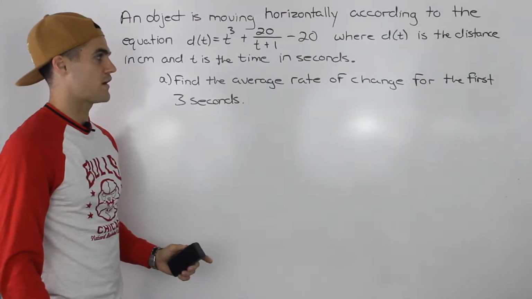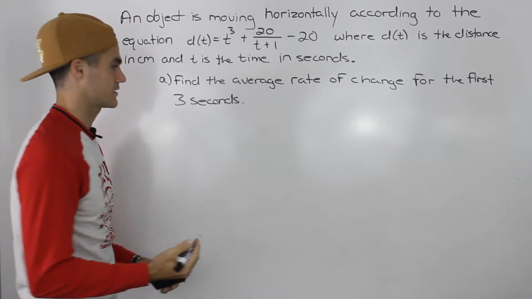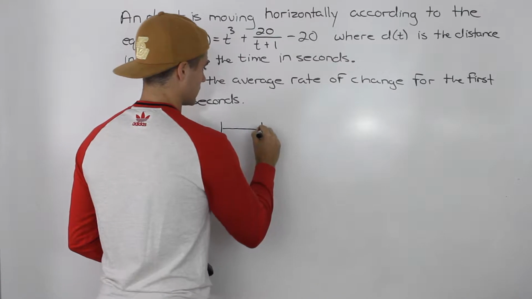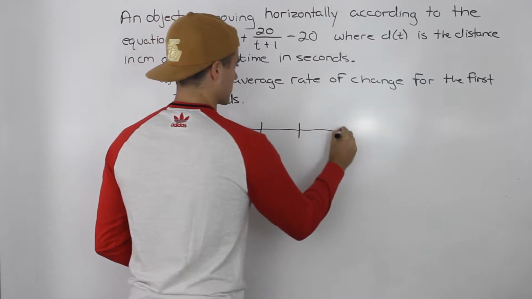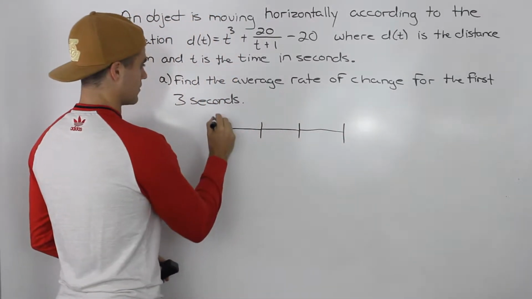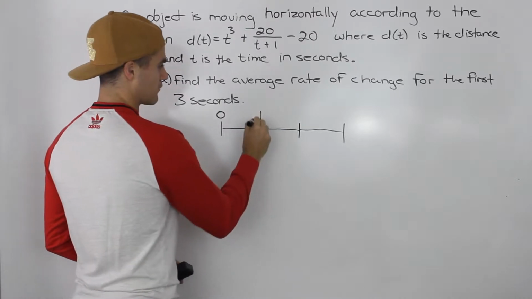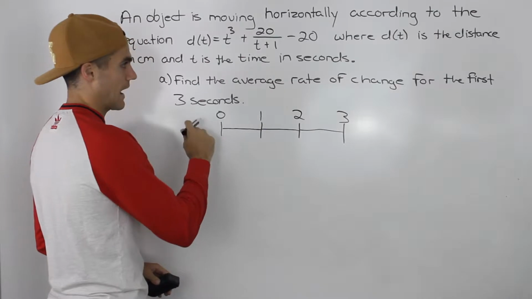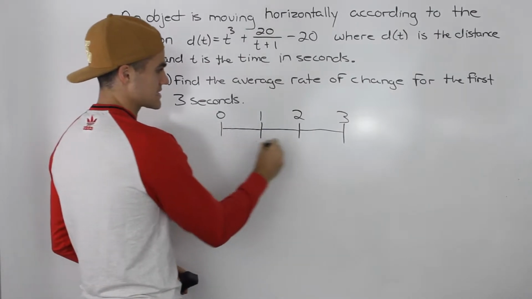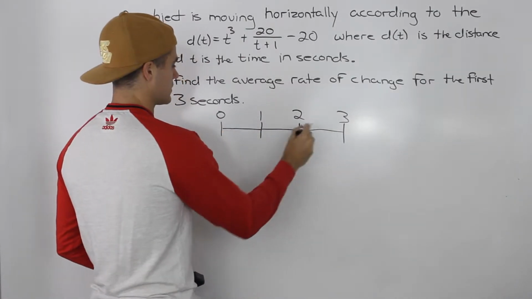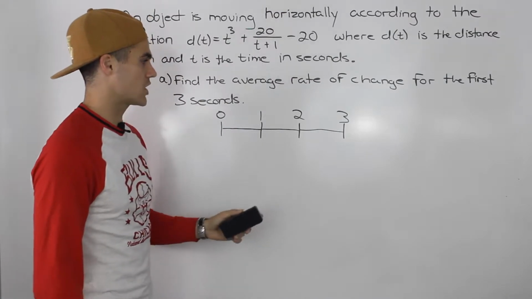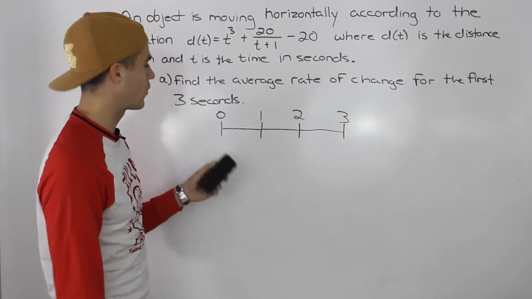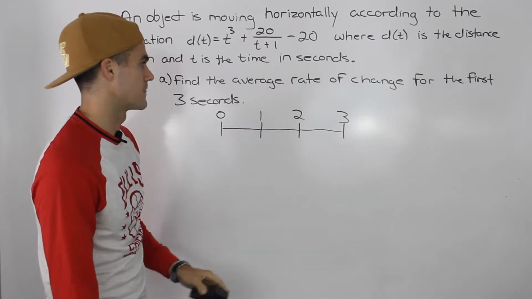Okay, so part A, find the average rate of change for the first 3 seconds. Let's show sort of on a timeline how this looks. So we have 0 seconds, then 1 second, 2 seconds, 3 seconds. Notice the average rate of change for the first 3 seconds is this whole interval right here. So we have to find the average rate of change from this point 0 to this point 3.